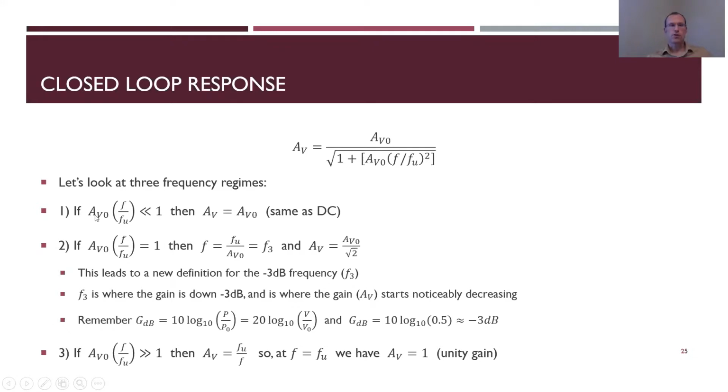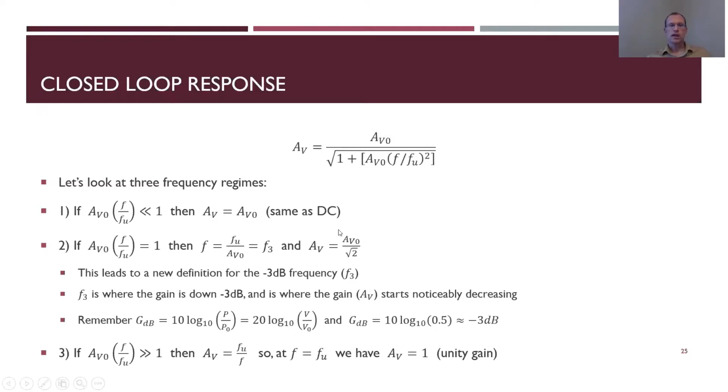So again, if I have a frequency that is much less than the unity gain frequency, then my gain is the same as the DC gain, as expected. If I have AV0 times F over FU equal to 1, then my frequency F is FU over AV0, which is a new frequency called F3. And my gain is the DC gain divided by the square root of 2.